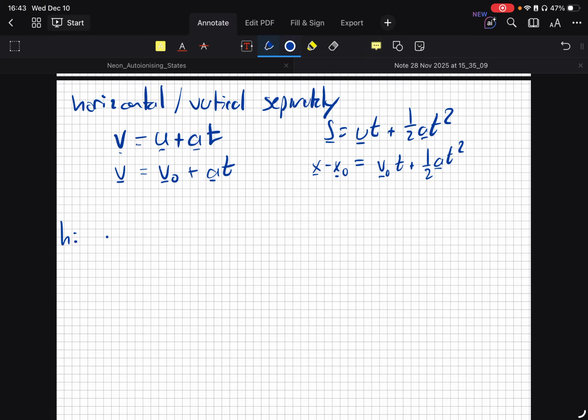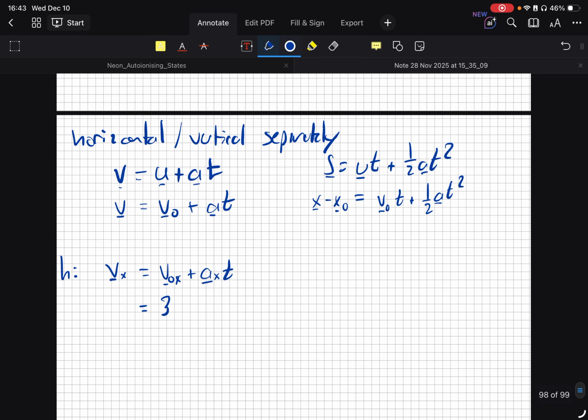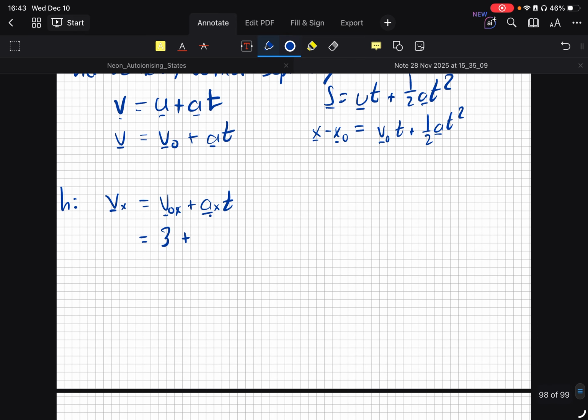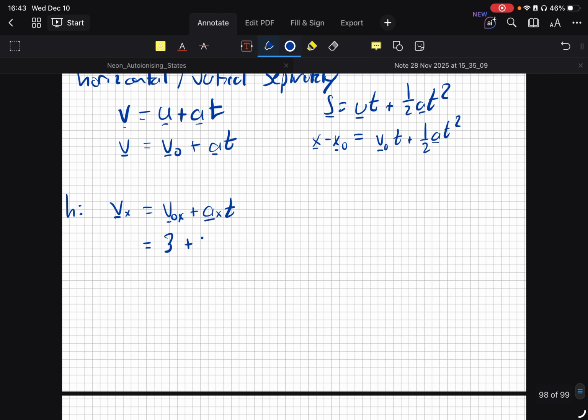So for the horizontal motion, first of all, we have that our final velocity v in the x direction is equal to our initial velocity in the x direction plus the acceleration in the x direction times the time. And we're given in the question that the initial velocity in the x direction is 3, because we're told that the velocity here is 3i, so that's entirely in the x direction, plus the acceleration in the x direction. Again, in the question, it tells us the acceleration is -1. So that's going to be -1 times the time. So this is just vx is equal to 3 minus the time.